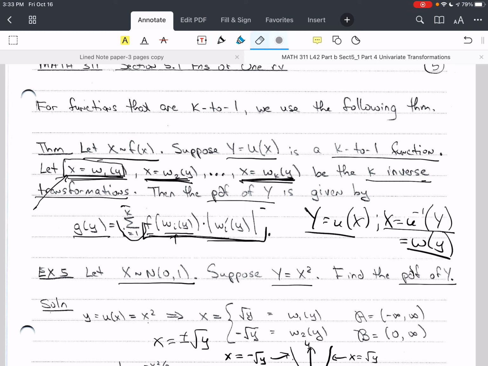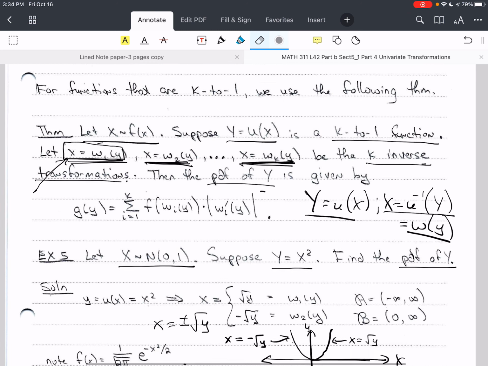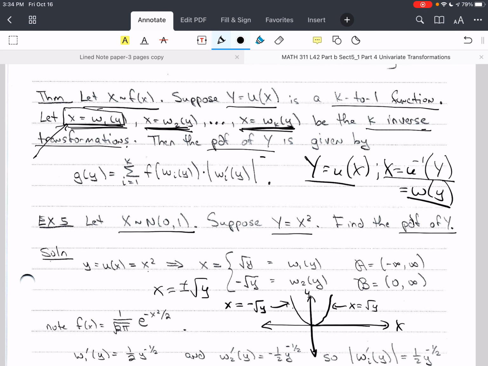So again, I know that this is sometimes notation heavy, so let's do an example. We're going to do a very important example. We're going to let x have a standard normal distribution. The mean is 0, the variance is 1. And let our function y be x squared. And so we want to find the PDF of y.